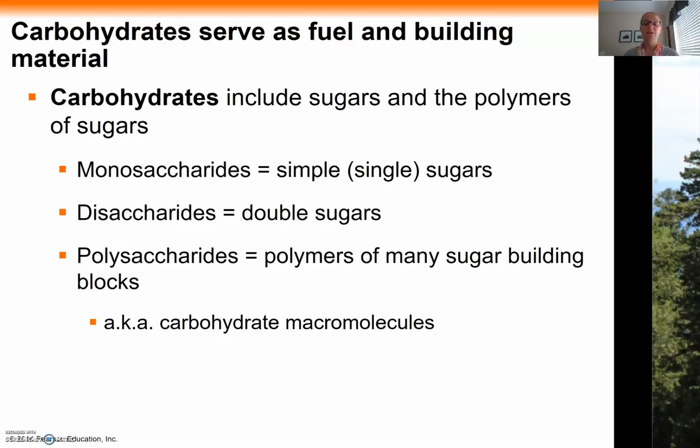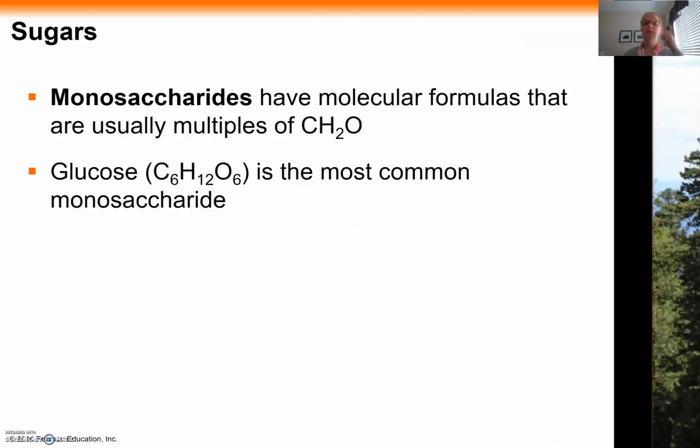So let's talk about each one of these subcategories of carbohydrates, again starting with monosaccharides. Monosaccharides are your simple or single sugars, and they typically have a molecular formula that's a multiple of CH2O. For example, glucose has the molecular formula C6H12O6, and that is one of the most common monosaccharides. We're going to spend a lot of time talking about glucose, both in this chapter, and then also as we start our discussion of cellular respiration later on.